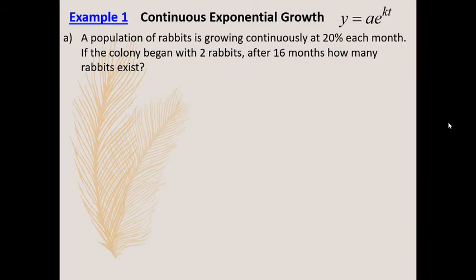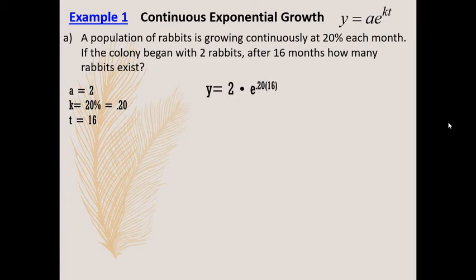Let's take a look at example 1. Continuous exponential growth: y = ae^(kt). We're looking at a population of rabbits growing continuously at 20% each month. If the colony began with 2 rabbits, after 16 months, how many rabbits would exist? There are 2 rabbits to begin with. Our k, in this case our constant, which we called r last time, is 20%. When they tell you that something is growing continuously at some percent, that is your constant, your k. Our time is 16 months.